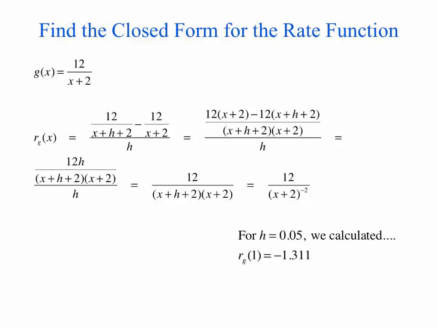So remember, what did we calculate for small h? We calculated the rate of change at 1 was negative 1.311. I want you to find this value exactly now. Find the rate of change of g evaluated at x equals 1. Find an exact value. You can do it if you know what's going on and you have the right rule.